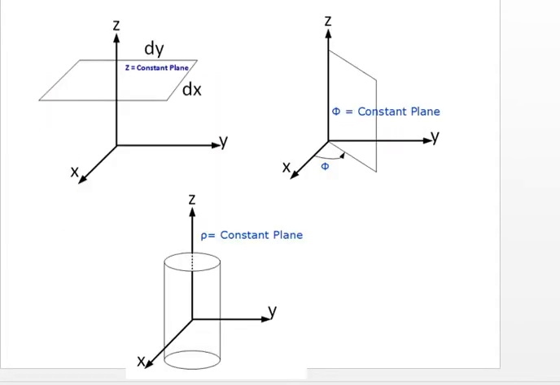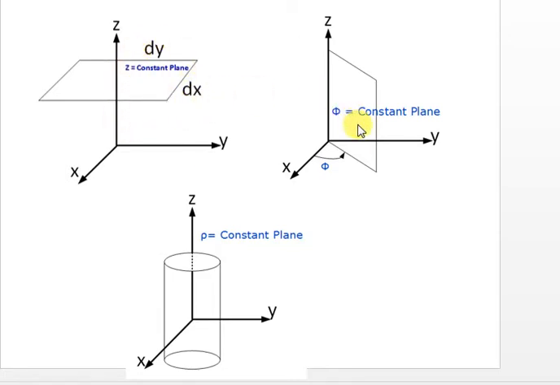Similar to the Cartesian coordinate system, the cylindrical coordinate system has three planes, which are described as earlier. In this picture you can see how to draw the planes explained previously. First one, this is the z constant plane. Here you can see in this picture, this is the z constant plane. Z constant plane means z equal to a constant along the z axis, and this is parallel to the xy plane.